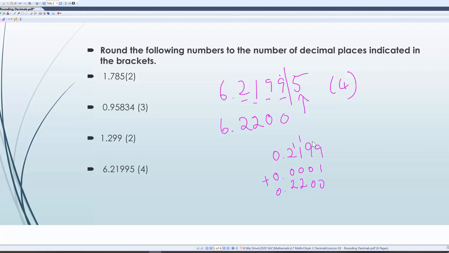So my answer when I add 1/10,000th to 0.2199 is 0.2200. So that's what we're going to say our answer is here. Our answer rounded to 4 decimal places is 6.2200. All right, so go through that exercise very slowly, girls, and if you have any problems with the rounding, please let me know via email.